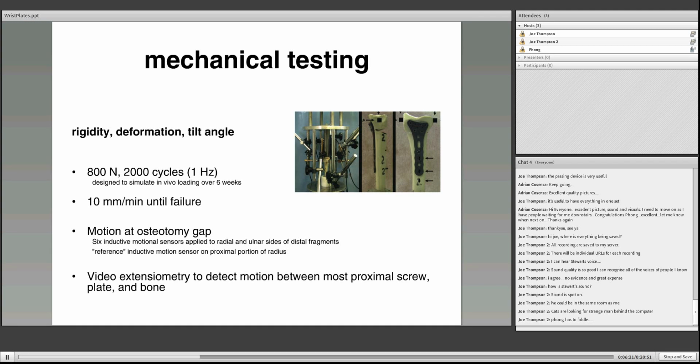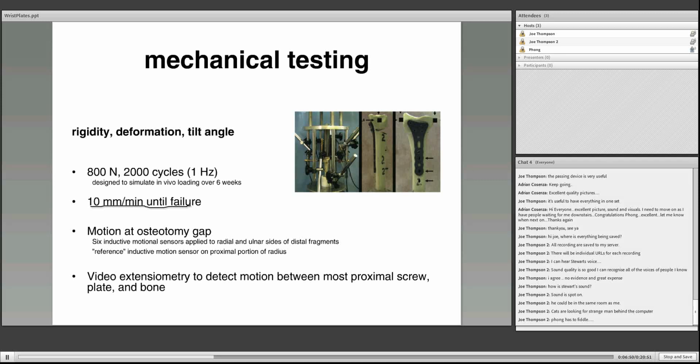So how is the testing done? The parameters they looked at were rigidity, deformation, and then the tilt angle. This was done in two stages. Firstly, by cyclical testing, 2,000 cycles at a frequency of 1 hertz, applying 800 newtons to the distal radius. This style of testing has been validated for this sort of fracture reduction and fixation in previous studies by this author and others.